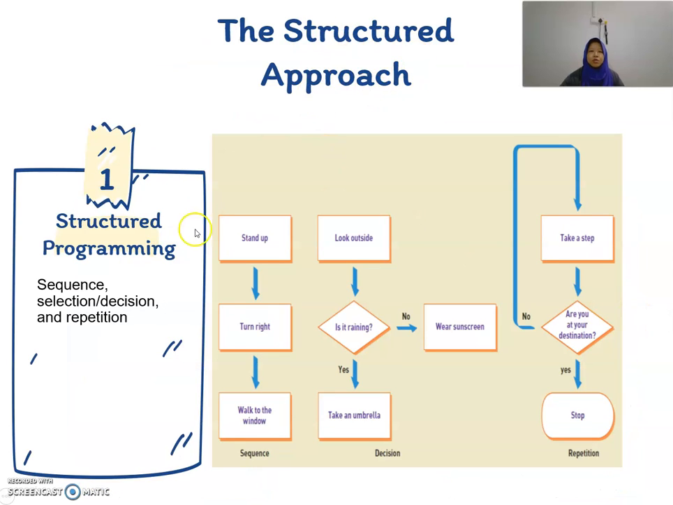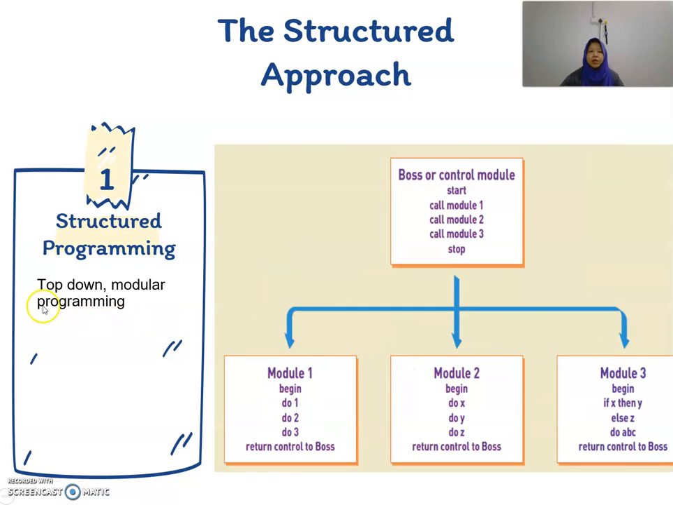For the structured approach, the first one is structured programming. We have the sequence, selection, decision, and repetition. This is the example. The next one, we have top-down modular programming. We have the system, which we probably divide into module 1, module 2, module 3.